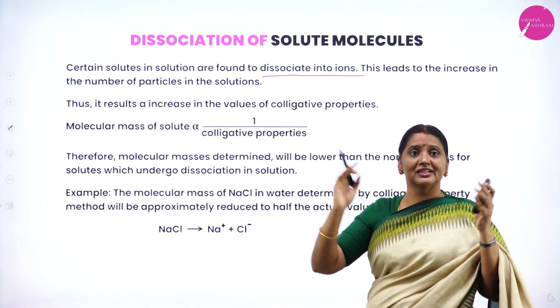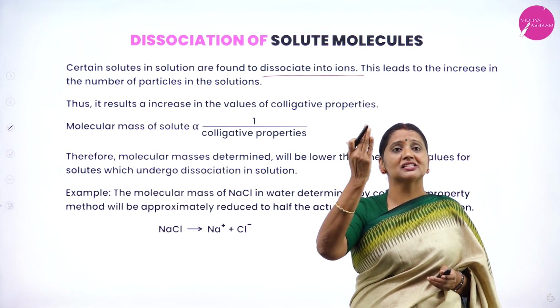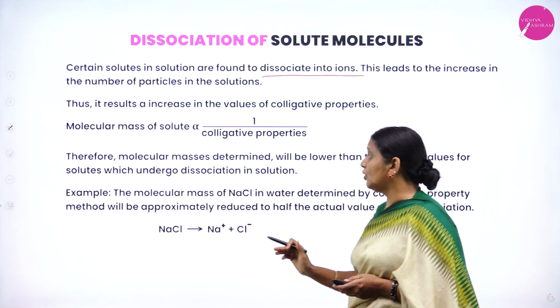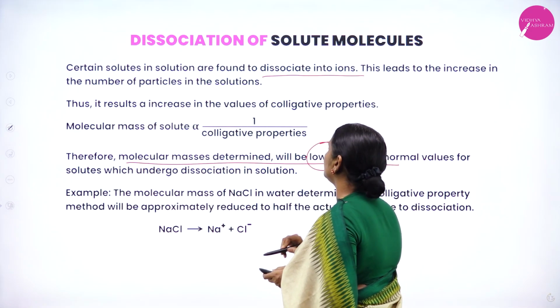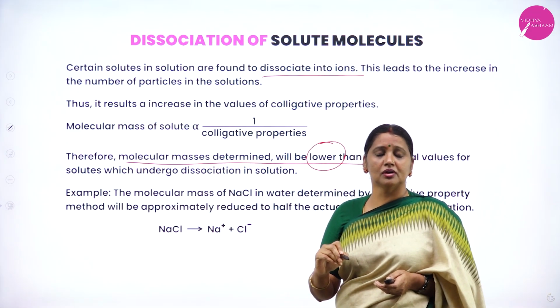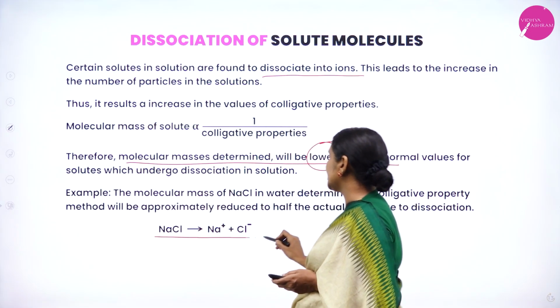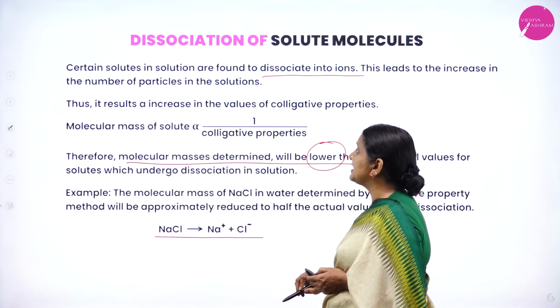Now, certain solutes in solution are found to dissociate. When they dissociate, the number of particles increases, colligative properties also increase, and the molecular mass decreases. Therefore, the molecular mass determined will be lower than the normal value. A very good example of dissociation: NaCl is dissociated into Na+ and Cl−.